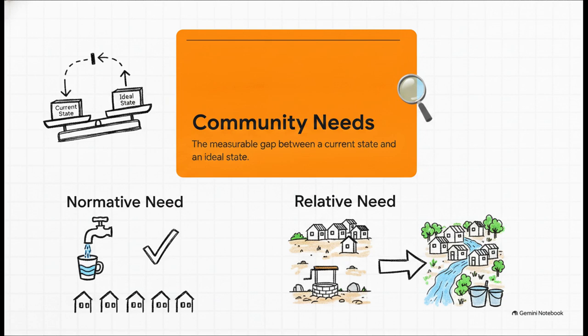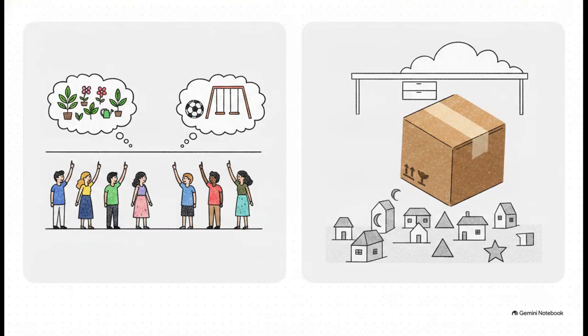And according to the source material, we usually evaluate this in a couple of ways. First, there's normative need. That's when we use a shared societal standard, like, say, the World Health Organization's baseline for daily clean water. Then we have relative or comparative need. This is where we measure the inequalities between different areas to figure out who is being critically underserved compared to their neighbors. Make sense?